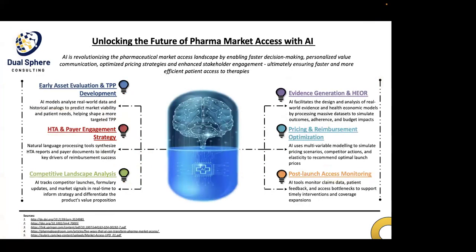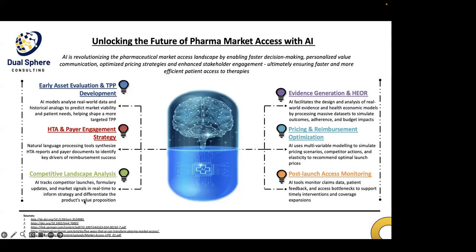Okay, a couple more case studies. Unlocking the future of the pharma market with AI, and how it is revolutionizing the industry. For TPP and product profile development, these models analyze real world data and historical analogs and predict the market viability and the patient needs. For HTA and payer engagement strategy, natural language processing tools synthesize the HTA reports and payer documents to identify key drivers for reimbursement.